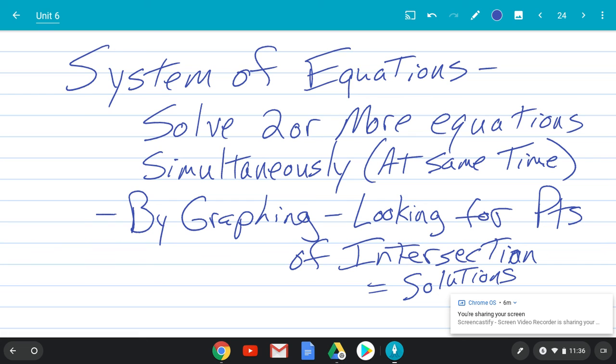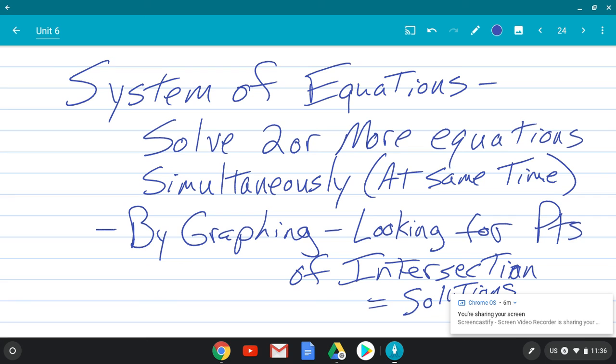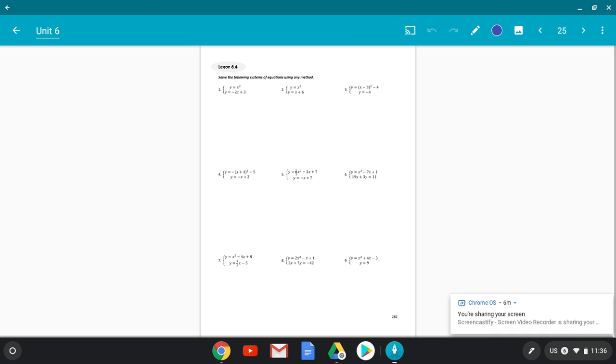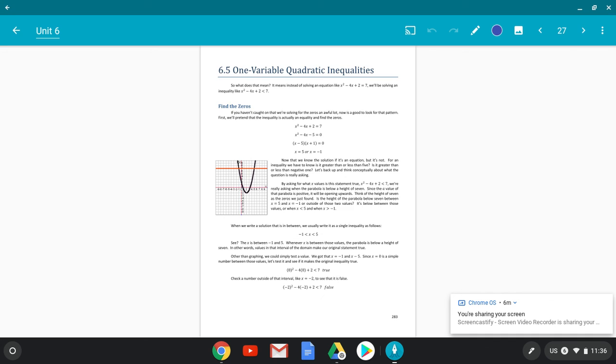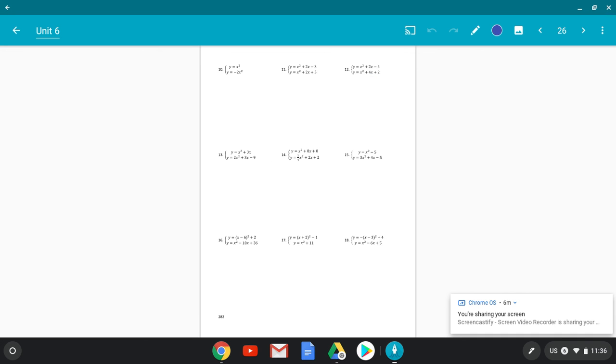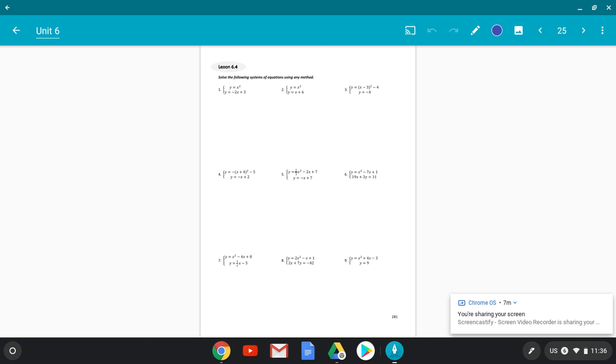Your homework is to do all the problems in section 6.4. So that's what, 18 problems. And then make sure you check those, at least the odd ones. But only look for the point of intersection, because the directions say solve the following systems using any method. I suggest you use Desmos and graphing.